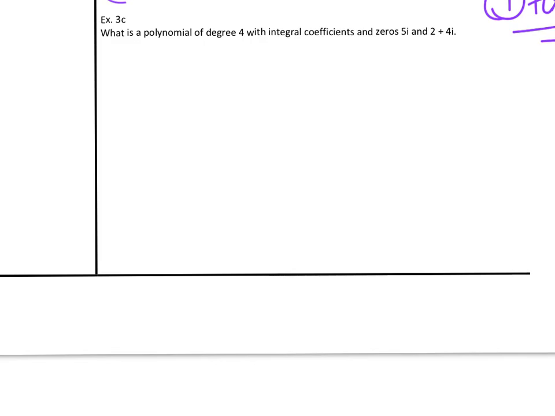Now let's see what happens when you have no real roots, all complex. What is a polynomial of degree 4, oh boy, a degree of 4 again, with integral coefficients, which just means there aren't any i's in our answer, and zeros 5i and 2 plus 4i? So we're supposed to have a degree of 4, but we're only given 2 specific zeros.